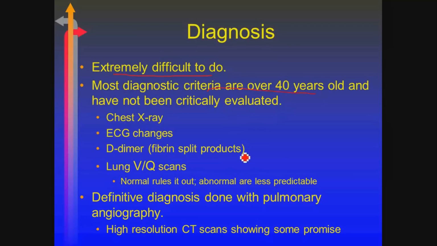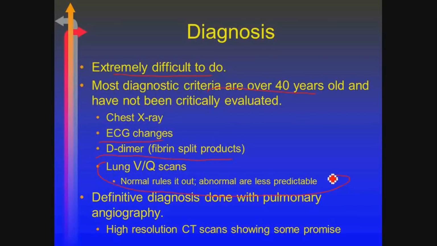And as it says, most of the things we look at are really old and have never really been critically evaluated. D-dimer is one of them. It's a lab test that is done, but you can have that elevated for multiple reasons. So it's not always conclusive. There are some ECG changes that you might see.